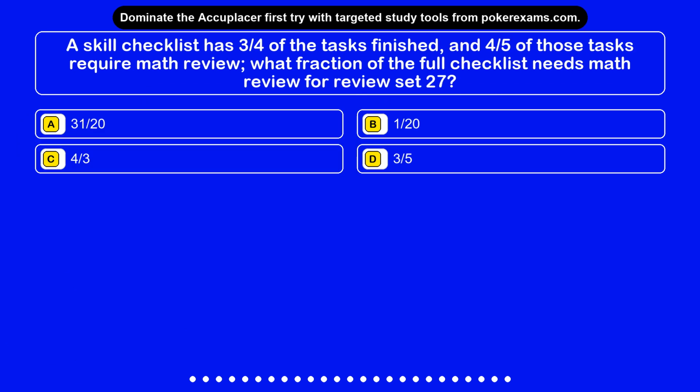Question 2. A skill checklist has 3/4 of the tasks finished, and 4/5 of those tasks require math review. What fraction of the full checklist needs math review for review set 27? Option A, 31/20. Option B, 1/20. Option C, 4/3. Option D, 3/5.